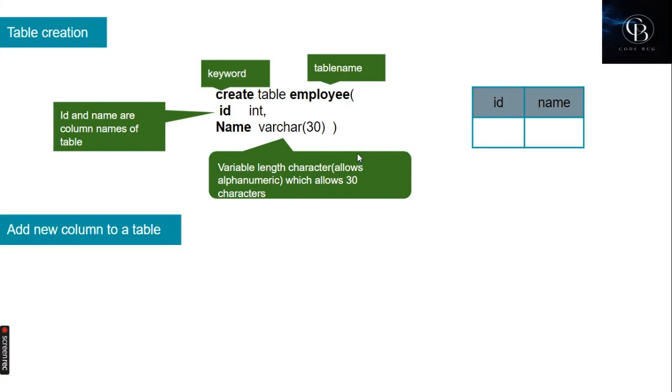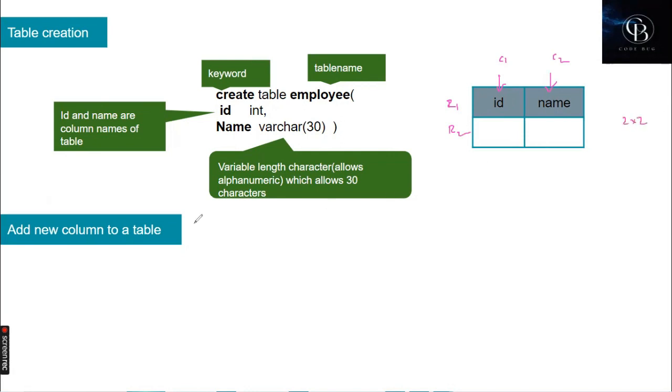Next one is adding a new column. At present, how many columns are present in the table? As of now, only two columns. What are the two column names? The first one is the ID column and the second one is the name column. Now I need to add one more extra column. As of now I have a 2 by 2 structure: column 1, column 2, and row 1, row 2.